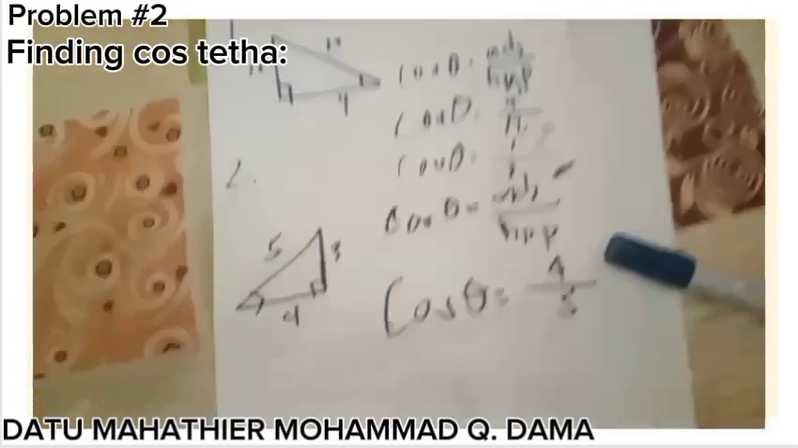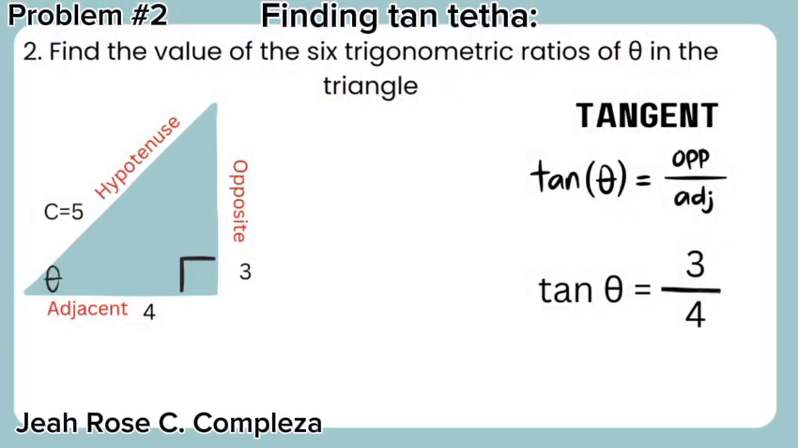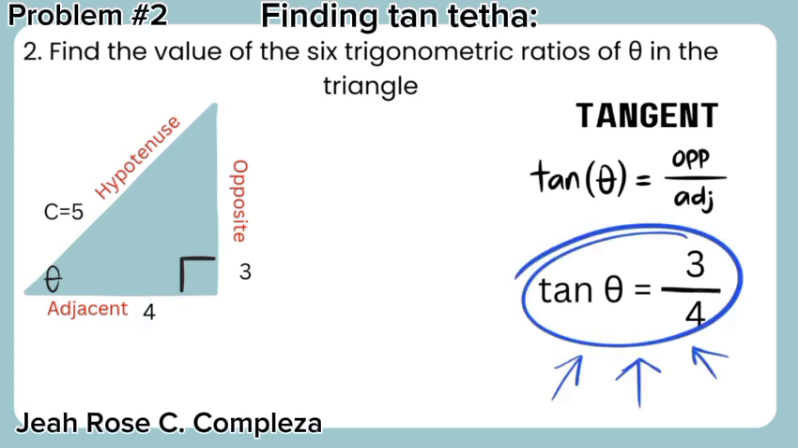So, yun lang. Example number 2, find the value of 6 trigonometric ratios of theta in the triangle. So since nahanap na nila ang value ng hypotenuse, which is the 5, so now we will find the tangent. Since given itong theta, so it means dito ang angle natin. So ibig sabihin, ito ang opposite at ito ang adjacent. So for our tangent, opposite over adjacent, our opposite is 3. Our adjacent is 4. So, our tangent is 3 over 4.